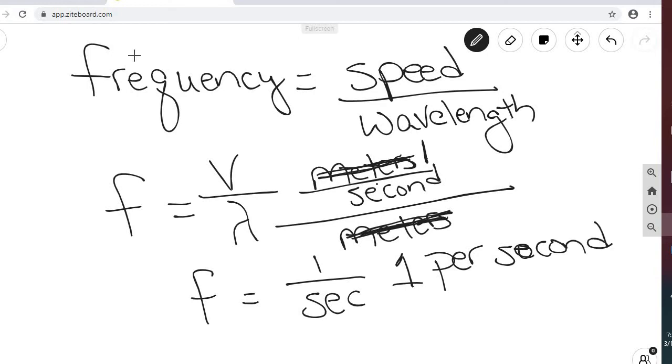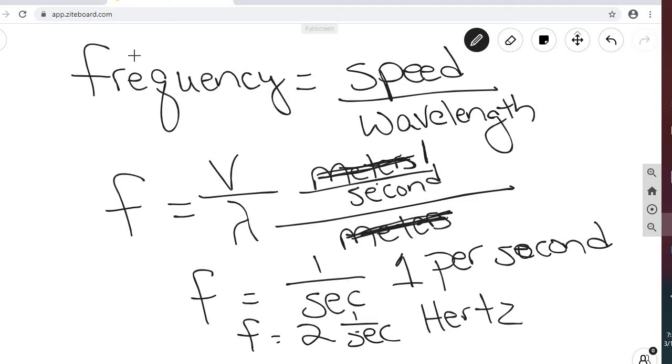So in other words, if our frequency was equal to 2, 1 per second, that means that there would be 2 waves every second. However, instead of keeping that unit as 1 per second, we call it a hertz. And that's named after the man who discovered radio waves.